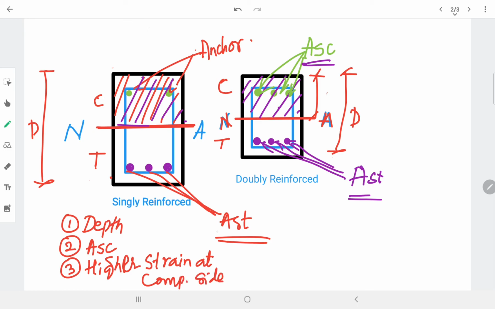Mainly because of three reasons. Because of reducing the depth, these many things will change, and the neutral axis also varies from its original position. So always we try to make the sections a balanced one. Mainly due to this, because of the reduction in depth, we need to provide the ASC. And you may ask how to find out whether it is singly or doubly.